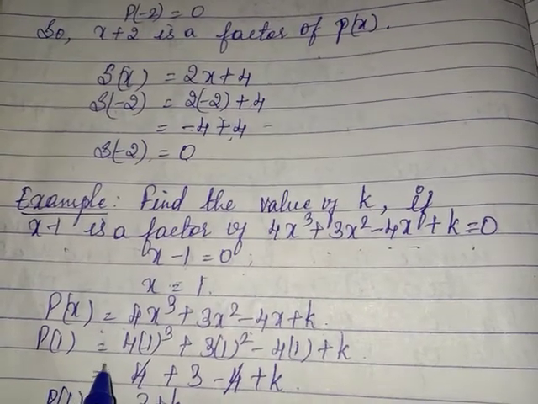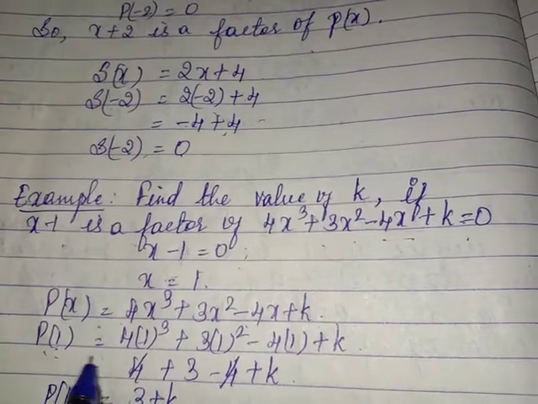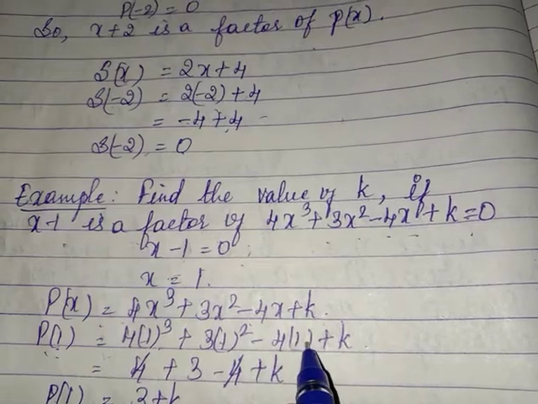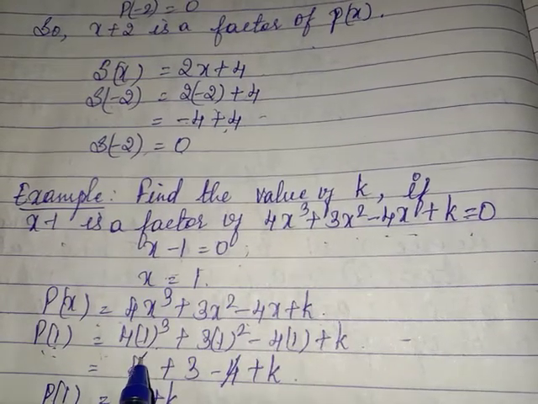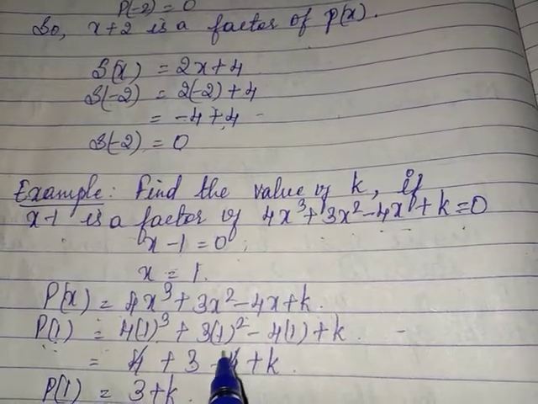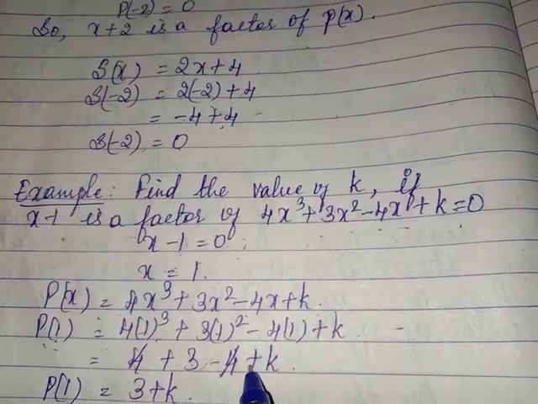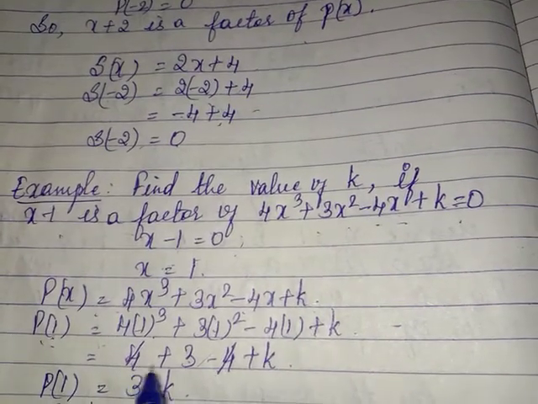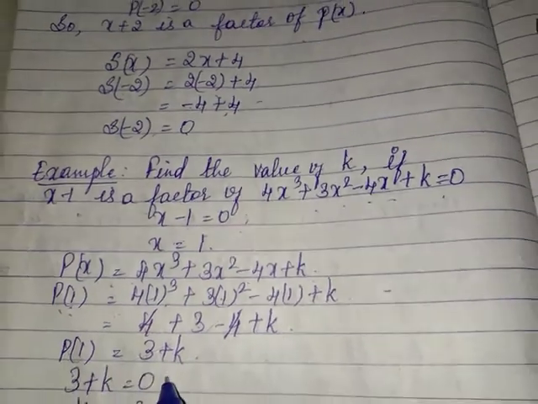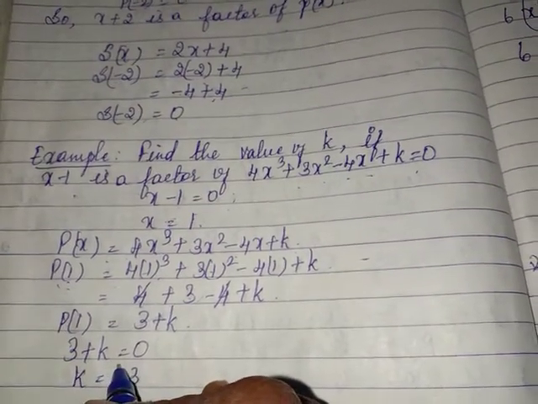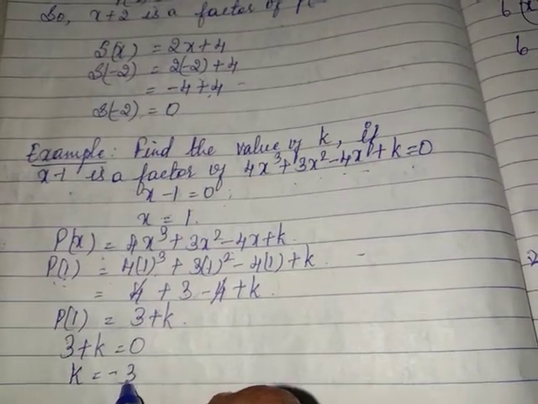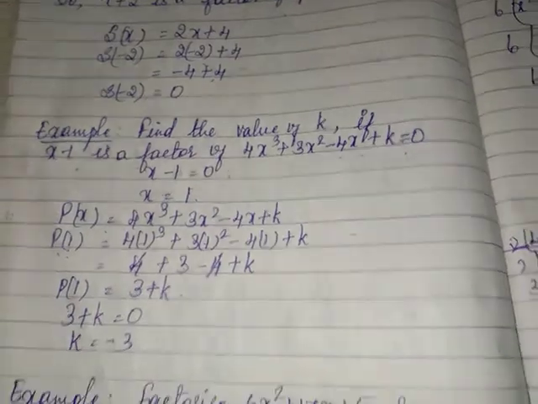Then x will become what? 1. p(1) is equal to 4 into 1 cube plus 3 into 1 square minus 4 into 1 plus k. Then 1 cube is nothing but 1, 1 into 4 is 4, plus 3 into 1 square is 3, minus 4 ones are 4, plus k. Then plus 4 minus 4 will get cancelled. p(1) is equal to 3 plus k. Then 3 plus k we have to equate to 0. Then how much do you get for k? Minus 3.